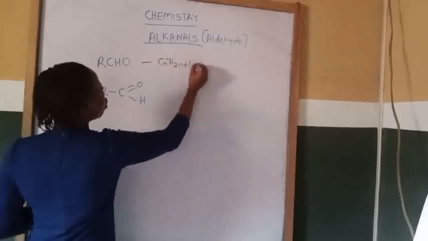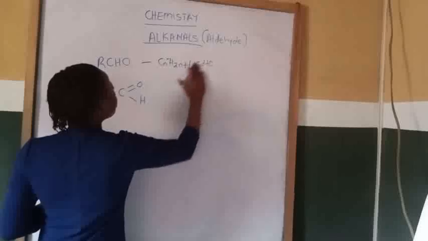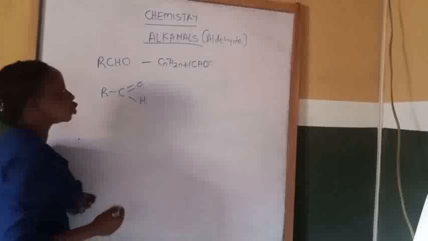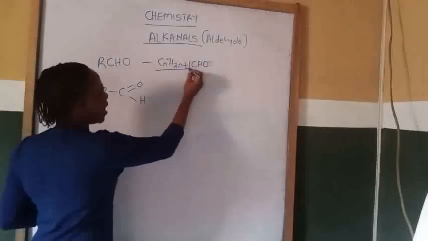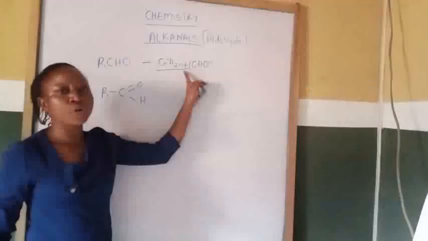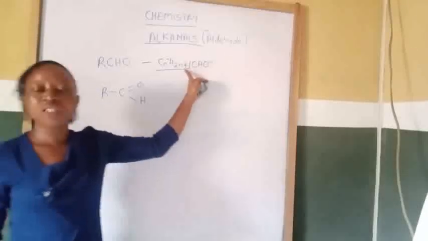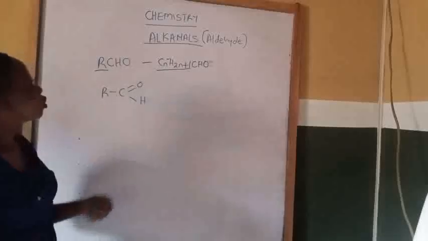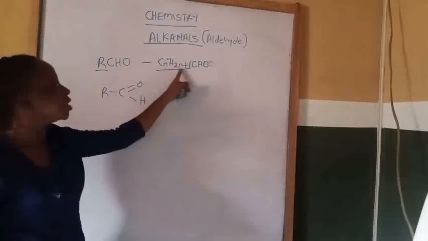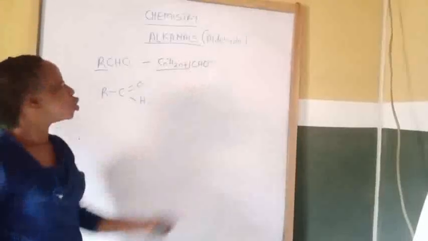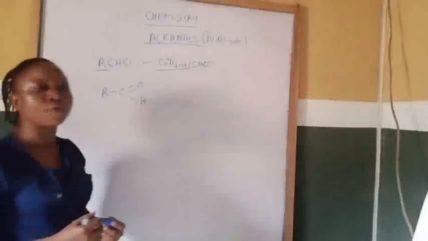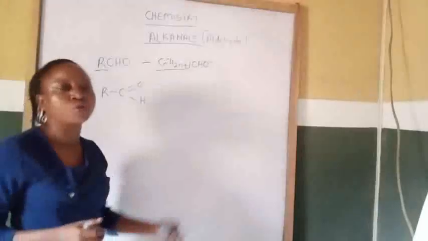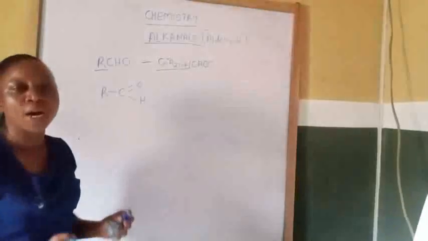The general formula of alkanal can also be written as CnH2n+1 CHO. Don't forget that CnH2n+1 is the general formula for an alkyl group. R is an alkyl group, so R is CnH2n+1. You use this general formula to derive the molecular formula for members of alkanal.